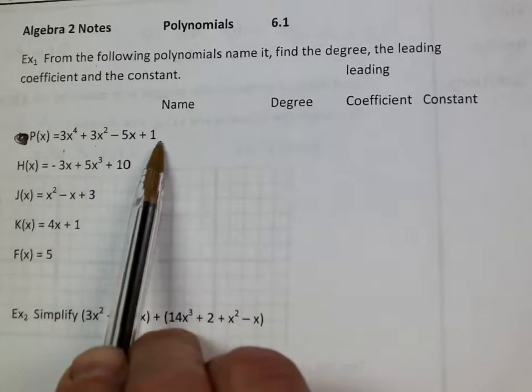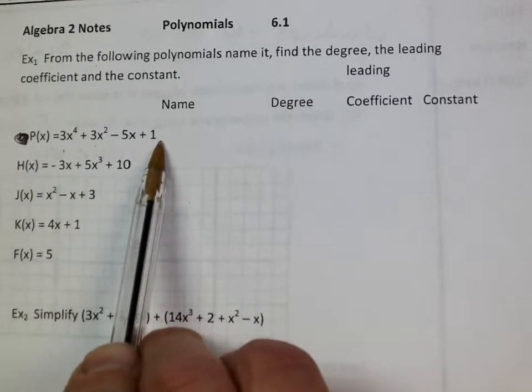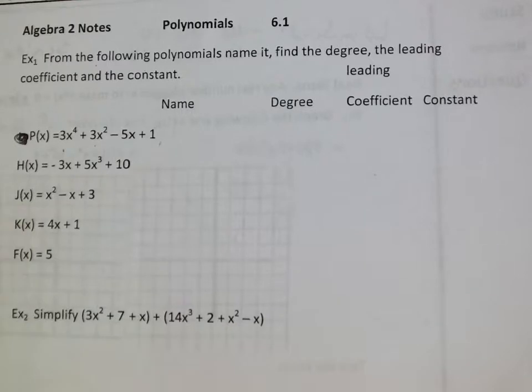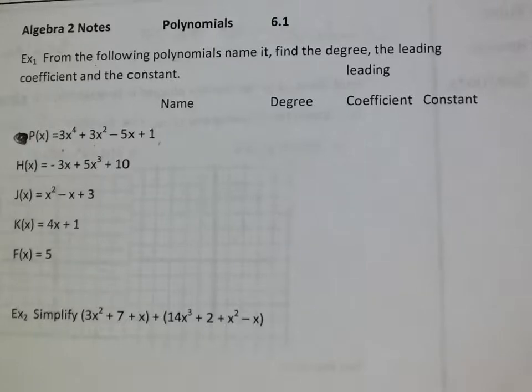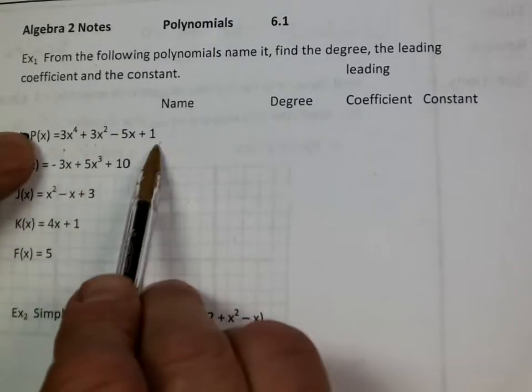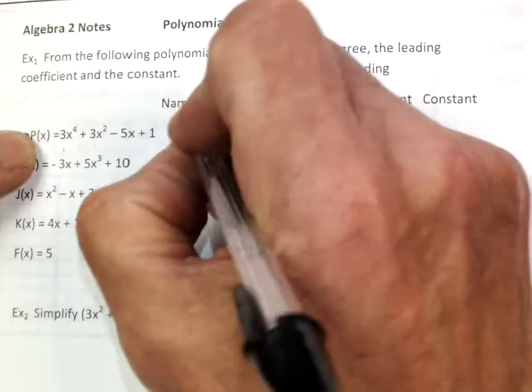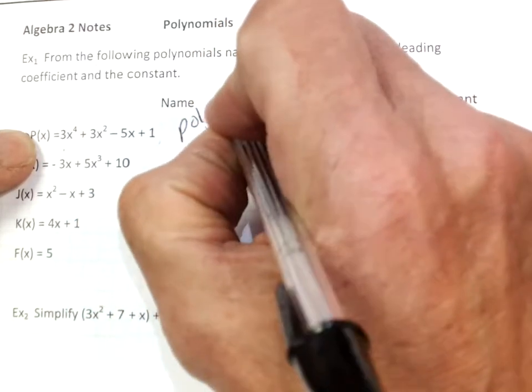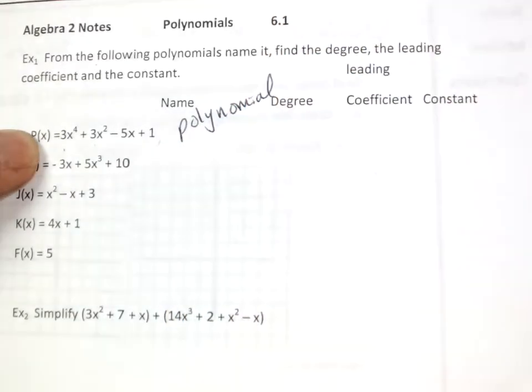Now, when you have more than 3, we could call it a quadnomial, but then we'd have a pentanomial, and then a hexanomial, and then a septanomial. It gets kind of annoying. So anything over 3 terms, we just call a polynomial. So the first one, its name is just polynomial.